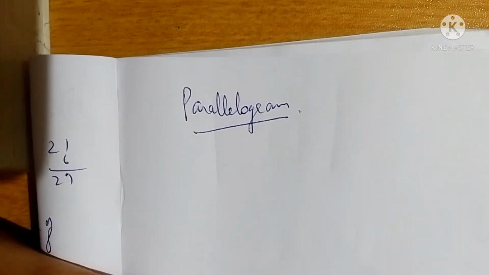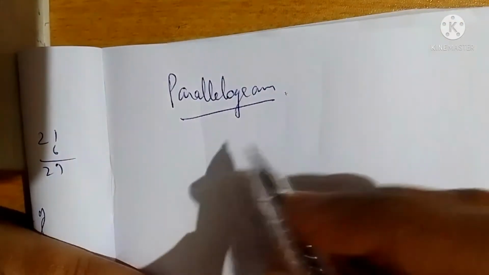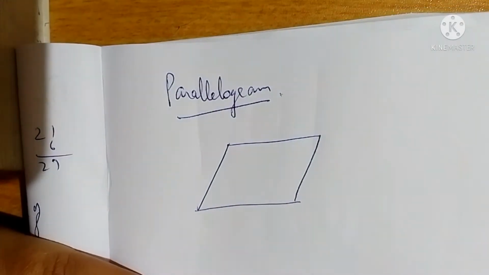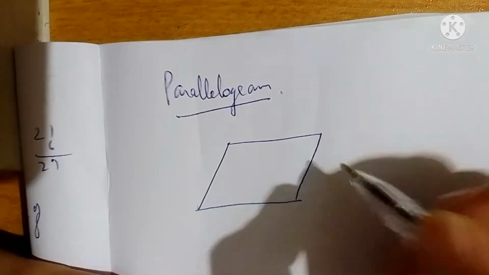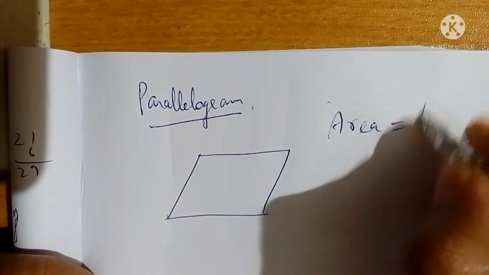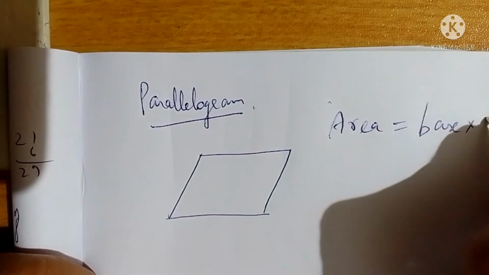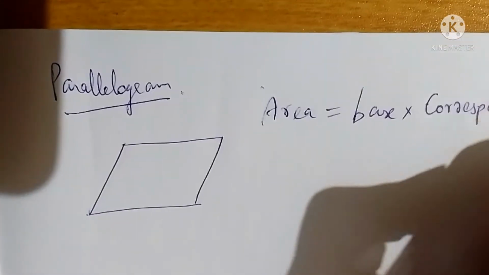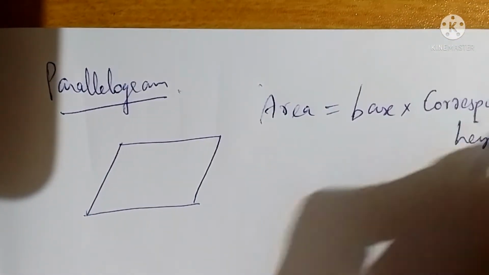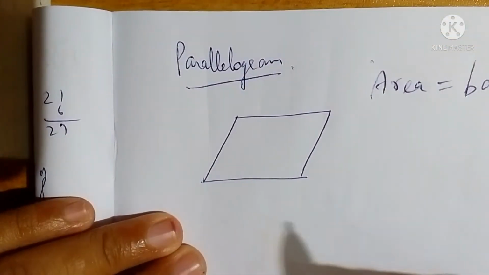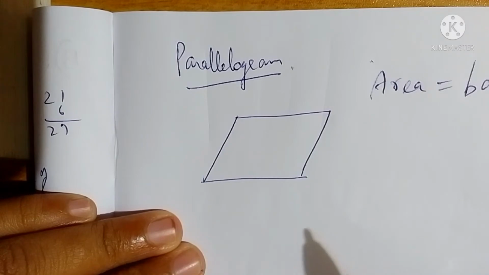Next topic, parallelogram. In a parallelogram, as you know, opposite sides are equal and parallel. So this is a parallelogram. How to find the area of a parallelogram? There is one formula: area equals base into its corresponding height. This is the formula for finding the area of a parallelogram. You can take any of the sides as the base.